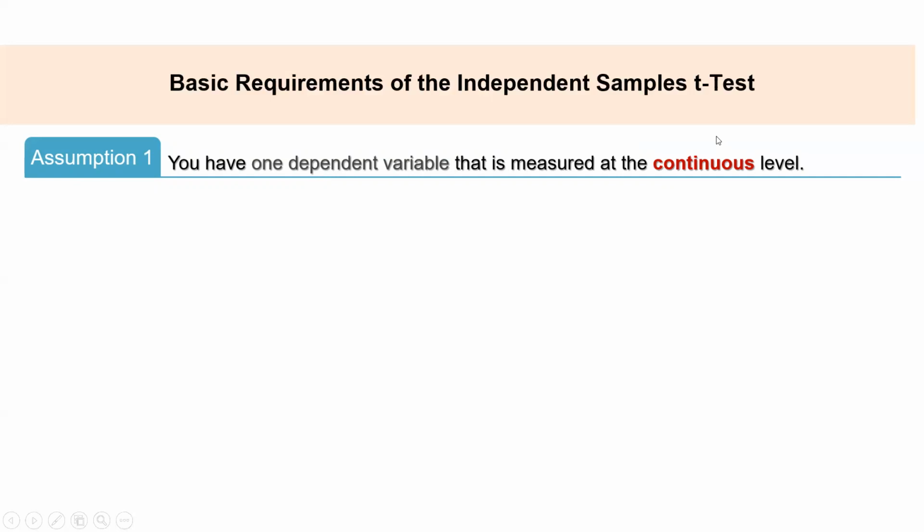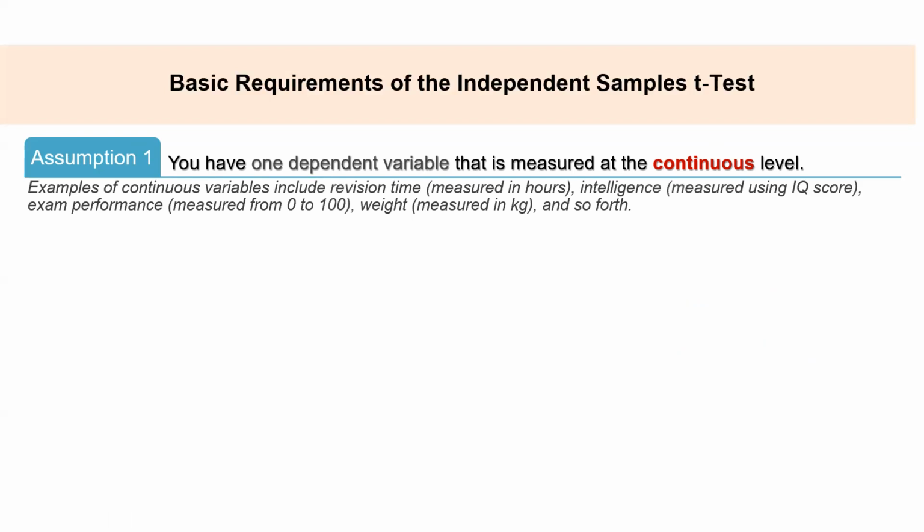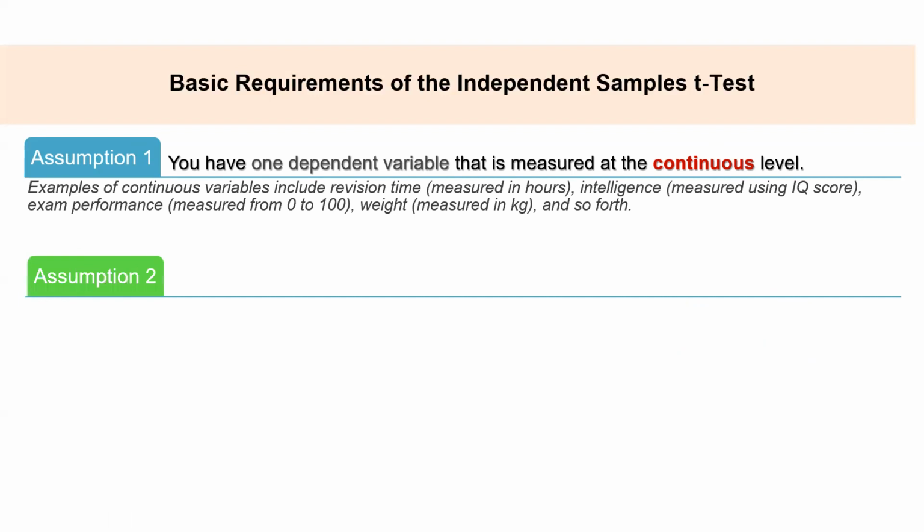Meaning to say, remember we have 4 levels of measurement, namely nominal, ordinal, interval, and ratio. In this case, it is very important that our dependent variable is either interval or ratio data. If our dependent variable is nominal or ordinal, then we cannot use the independent samples t-test.